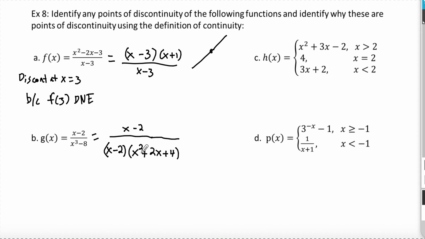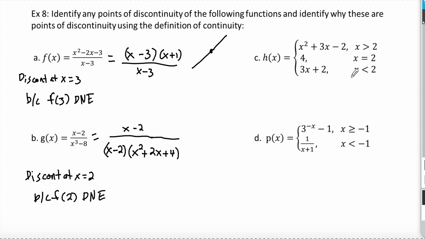So what do we do with this? Where is this thing going to be discontinuous? Well, if you remember your difference of cubes, this thing over here is always going to be positive. There's nothing we can actually do to make this negative or 0 even. So we don't have to worry about this, but there's definitely a discontinuity at x equals 2. And it looks like it's a hole again because we see x minus 2 up top. We can say because f of 2 does not exist.